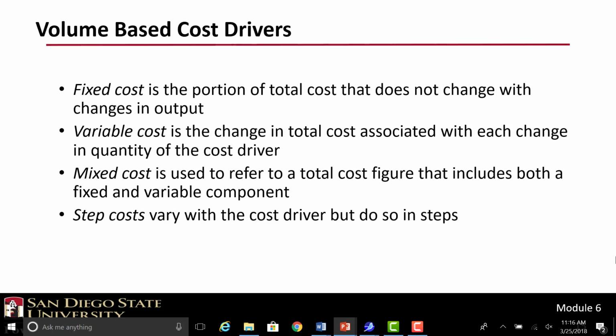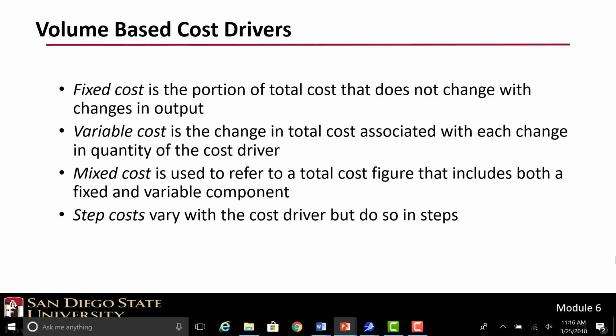Okay, so we think about these volume-based cost drivers, right? Again, these are the most common, and we think about different types of costs within that scenario. So a fixed cost is the portion of total cost that does not change with changes in output. And again, that's over a relevant range. A variable cost is a cost that does change with each change in the quantity of the cost driver.